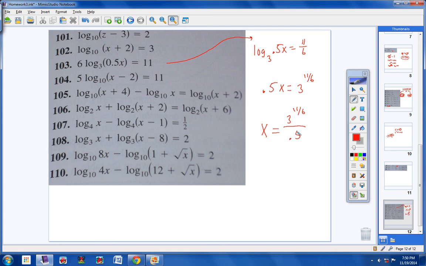Like this. So with your calculator, type in 3 to the 11/6 power. So 3, arrow, parentheses, 11 divided by 6. You gotta put that parentheses, okay, guys? 11 divided by 6, enter, and then divided by 0.5, enter. And you will get the right answer, which is 14.988. Okay?